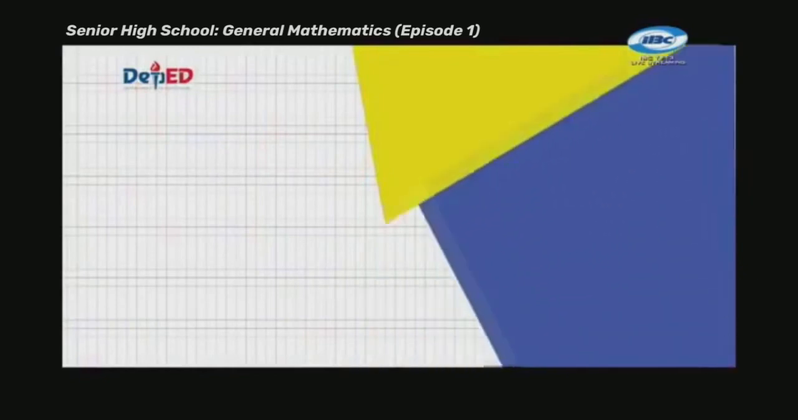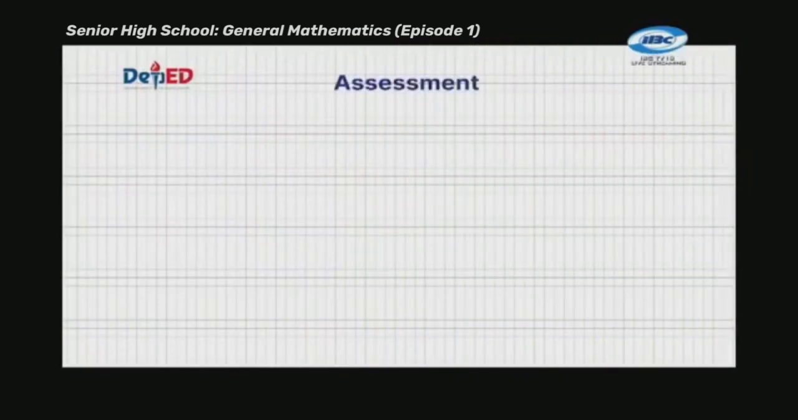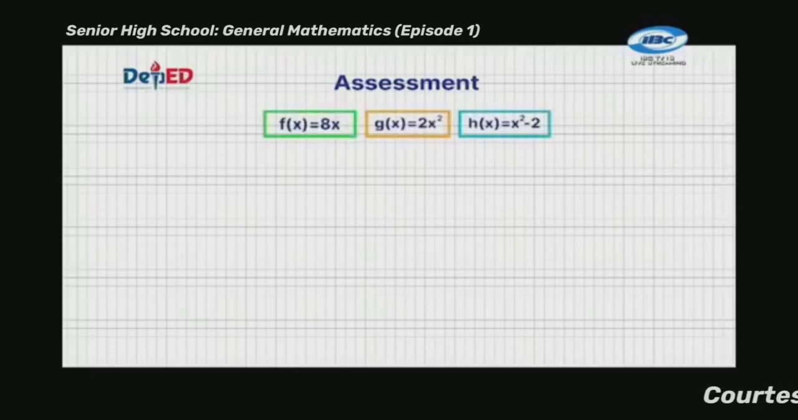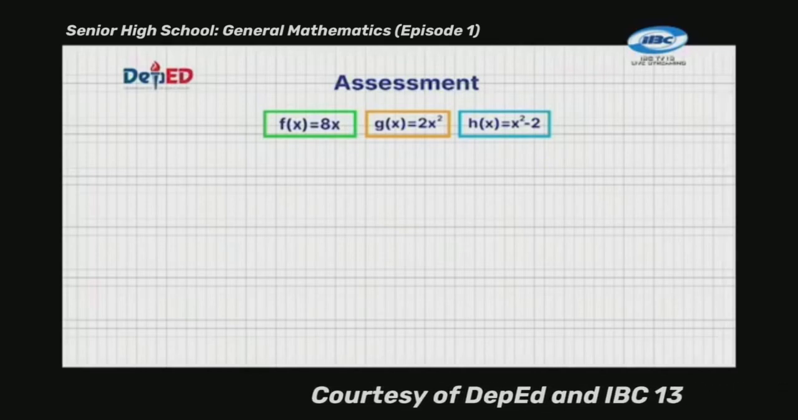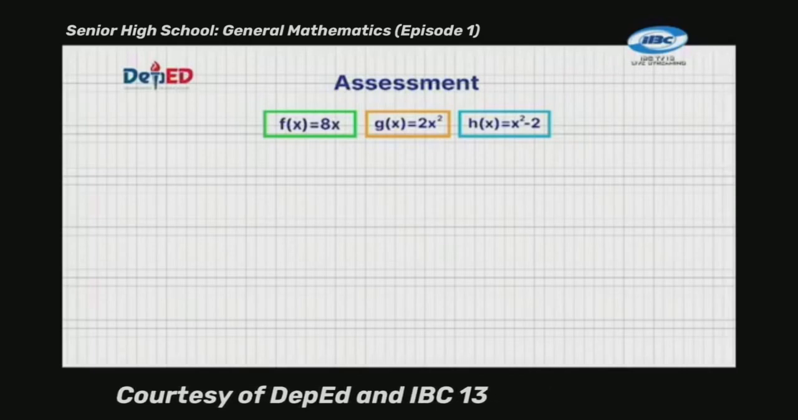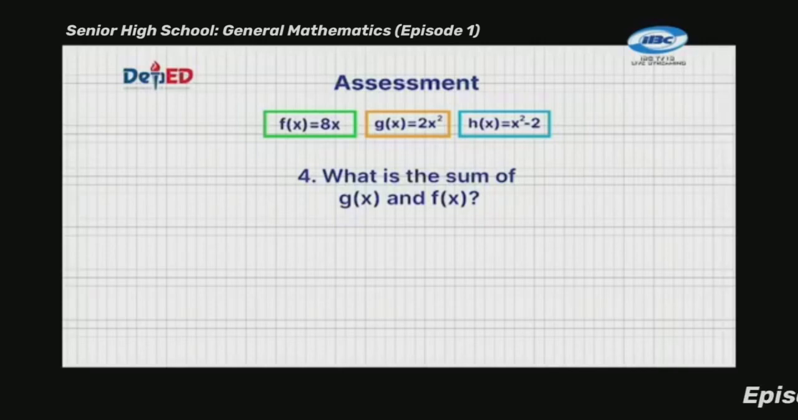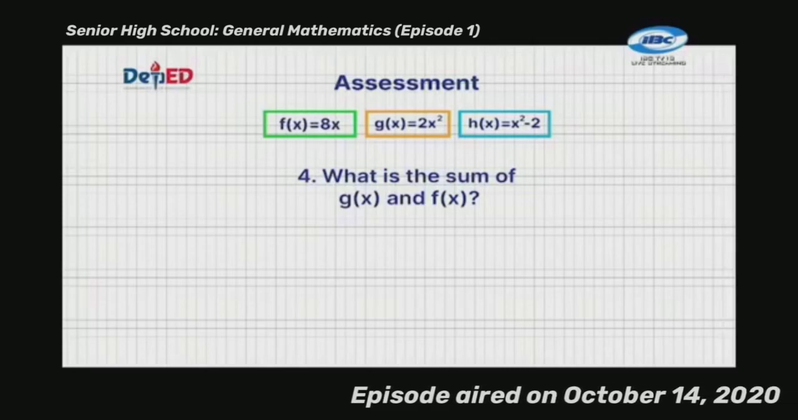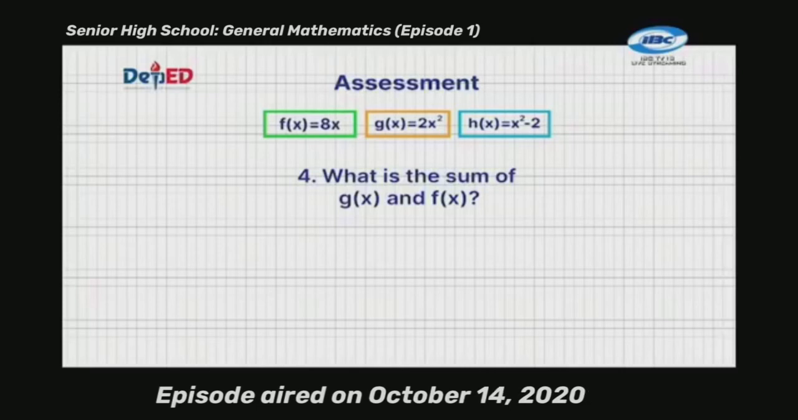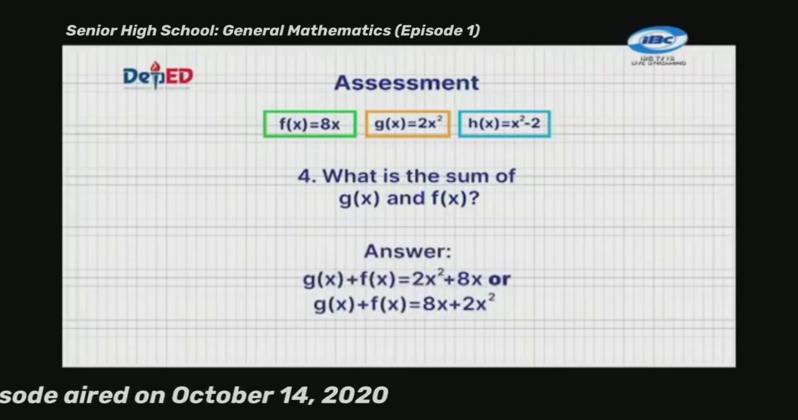Let's proceed to items 4 to 8. For these items, we will be referring to the given functions. f of x equals 8x, g of x equals 2x squared, and h of x equals x squared minus 2. Let us have number 4. What is the sum of g of x and f of x? The sum of the functions is 2x squared plus 8x, or 8x plus 2x squared.